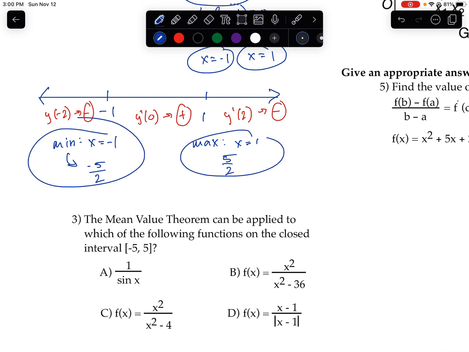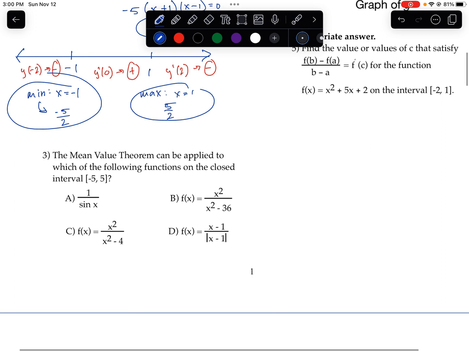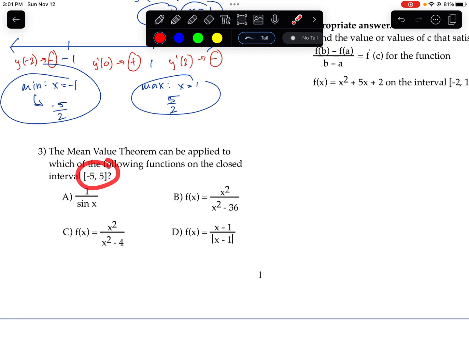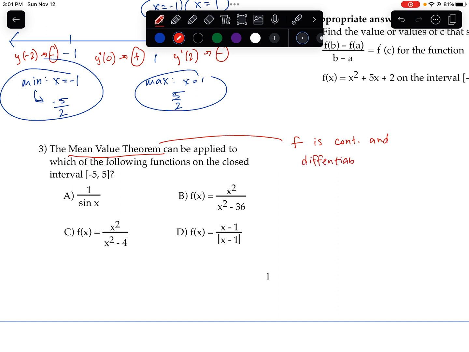Okay. I think that's everything. So, okay. The mean value theorem can be applied to which of the following functions on the closed interval from -5 to 5? The mean value theorem says that a function f is continuous and differentiable on a closed interval from a to b.